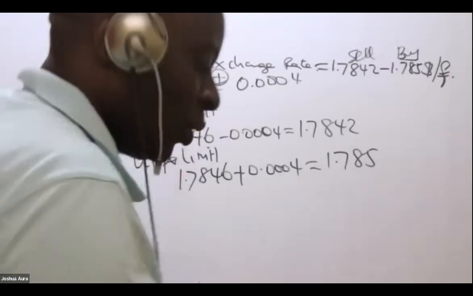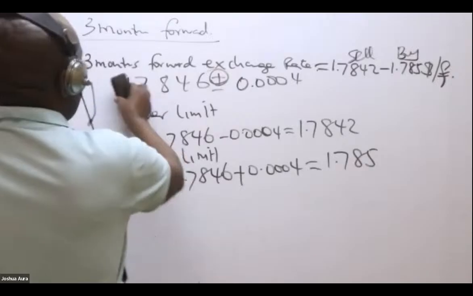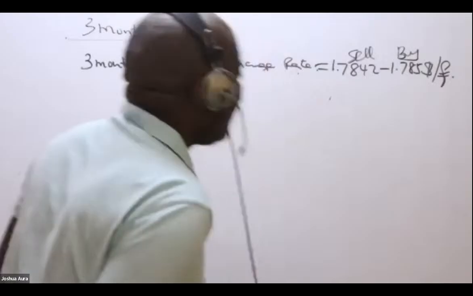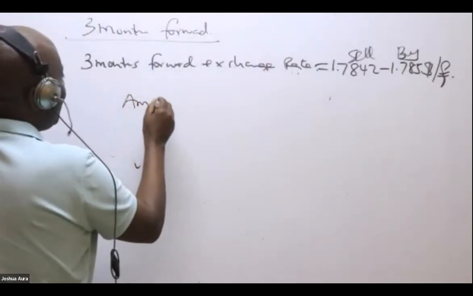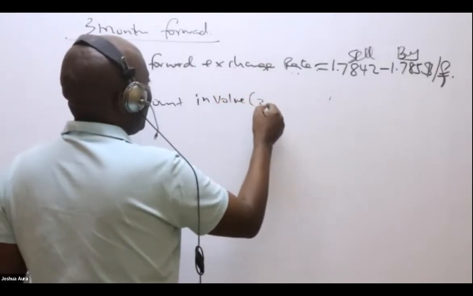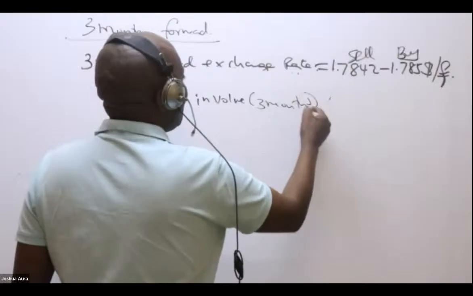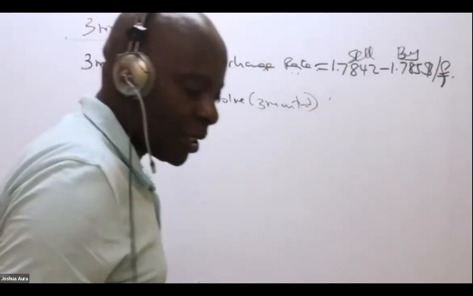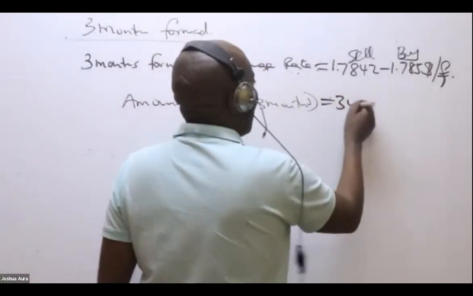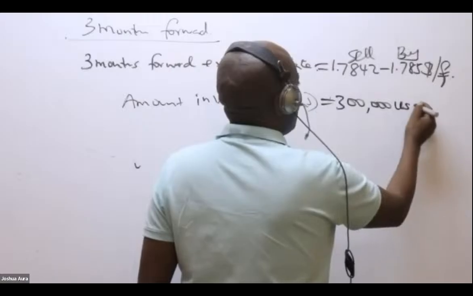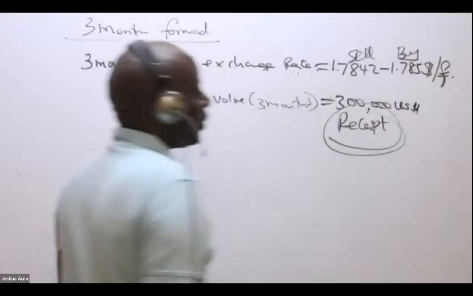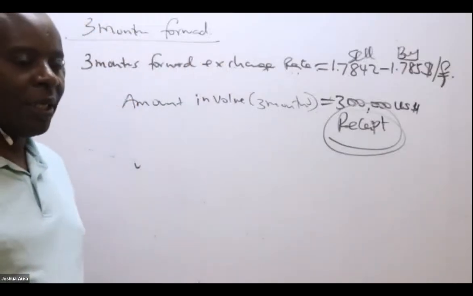So in this case here, we are saying that the amount involved in 3 months is 300,000. 300,000 who? So it is 300,000 US dollars receipt. So the moment I see this thing, receipt, I'll define the role of the bank immediately.